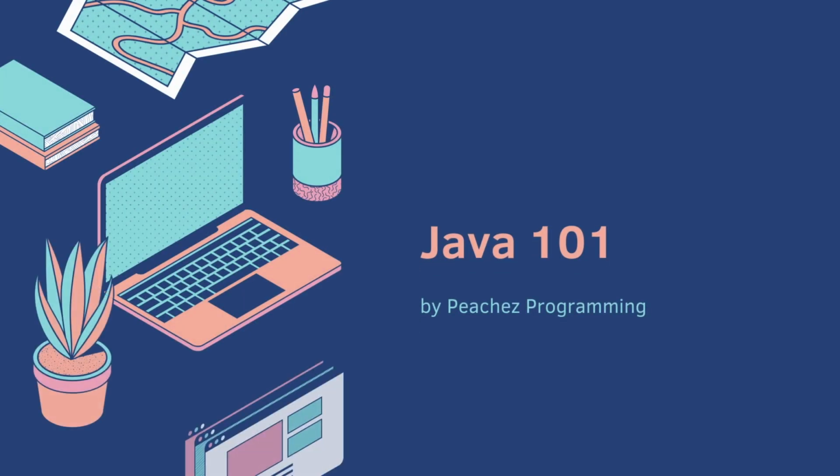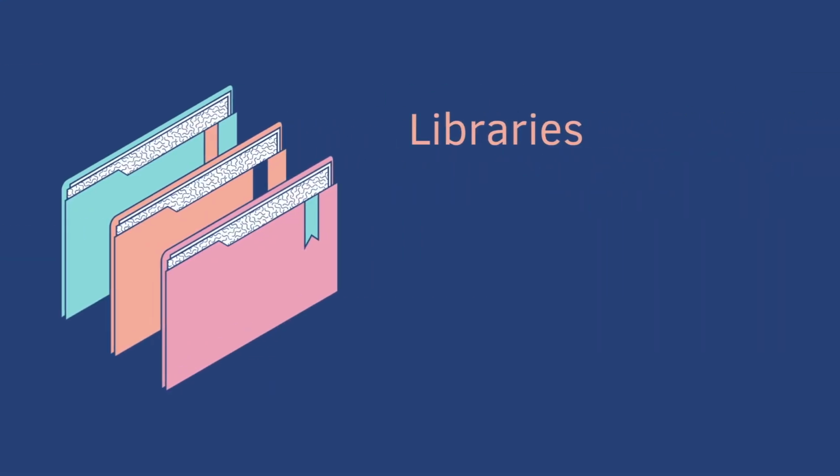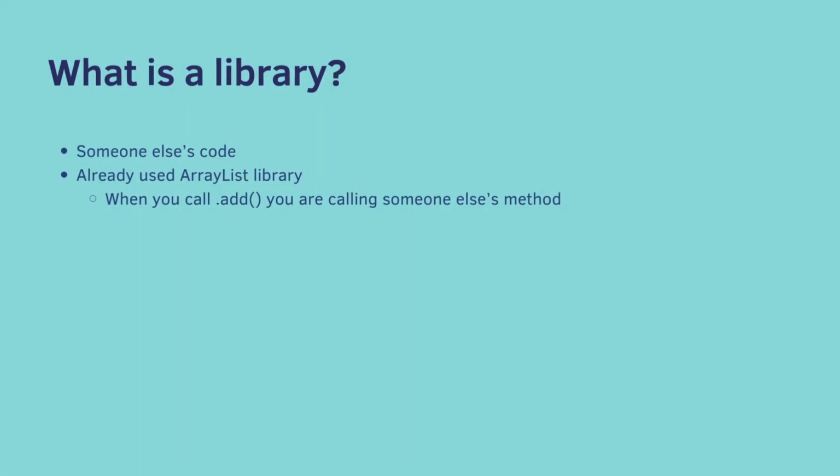Welcome back. This is a quick video on libraries. So a library is just someone else's code. We already used a library when we used ArrayList. So when you call .add, you're calling someone else's method.